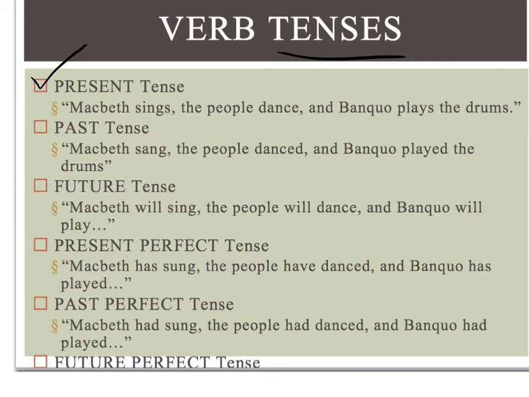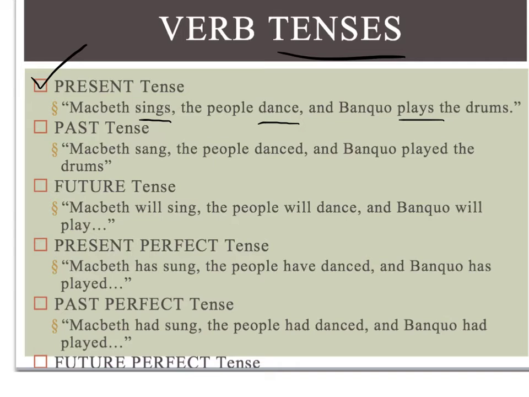Please note that this is no longer something that actually took place in the play. I was just getting bored, and so this is a sentence that arguably would have made Shakespeare's play better. Macbeth sings, the people dance, and Banquo plays the drums. You see here I'm underlining the verbs in the sentence. Those actions are taking place in the present tense.